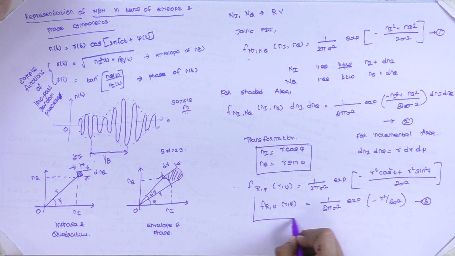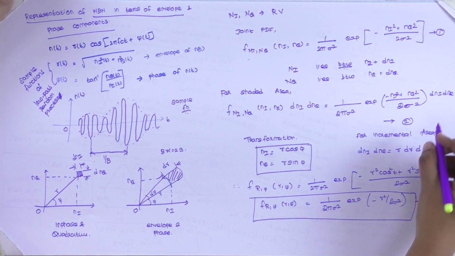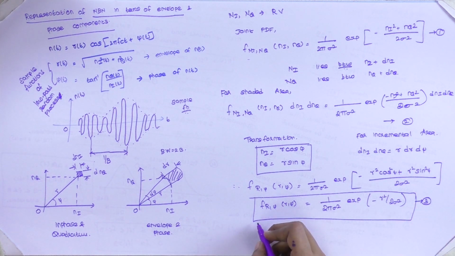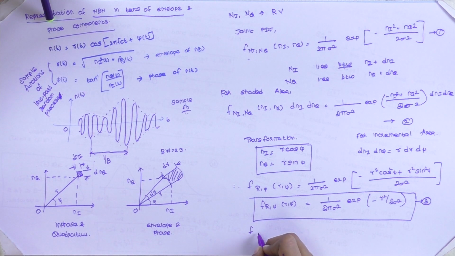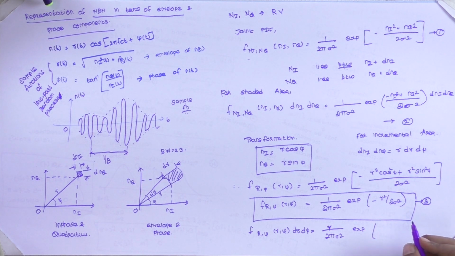From the in-phase and quadrature components, we have reduced it into envelope and phase components, and similarly for the transformation, this is transformed into the representation of envelope and phase. Similarly, we have to transform the incremental area. Therefore, for the shaded area, f_{R,Ψ}(r, ψ) dr dψ is equal to r divided by 2πσ² exponential of minus r² divided by 2σ² into dr dψ.